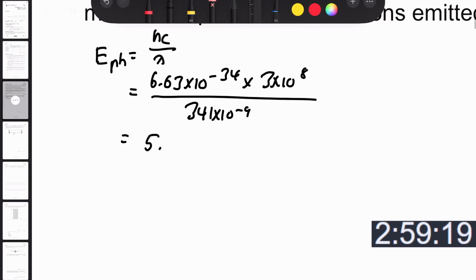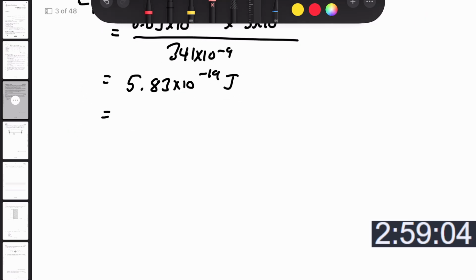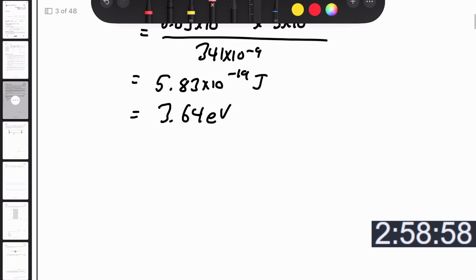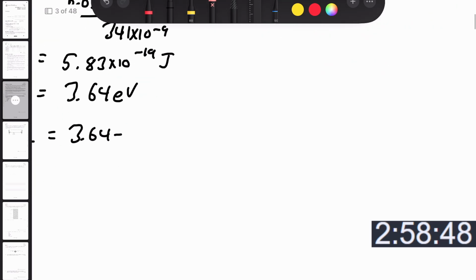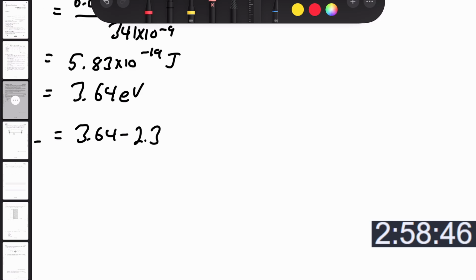So this is 5.83 times 10 to the negative 19 joules, which is the same as that divided by 1.6 times 10 to the negative 19, 3.64 electron volts. So then we can say that EK of the electron is going to be equal to 3.64 minus the work function, which is 2.3, so this would be 1.34 electron volts.